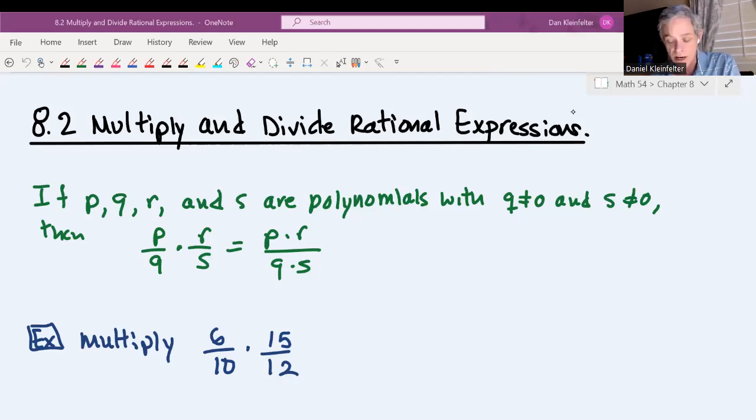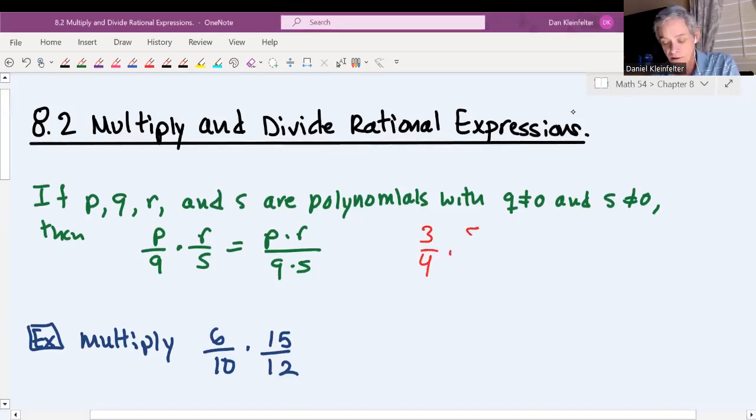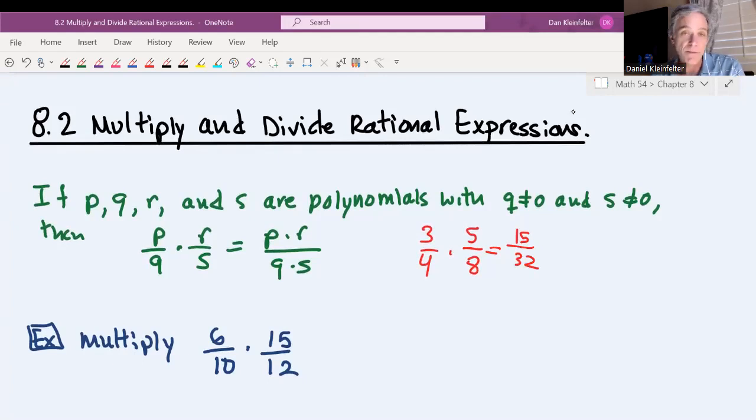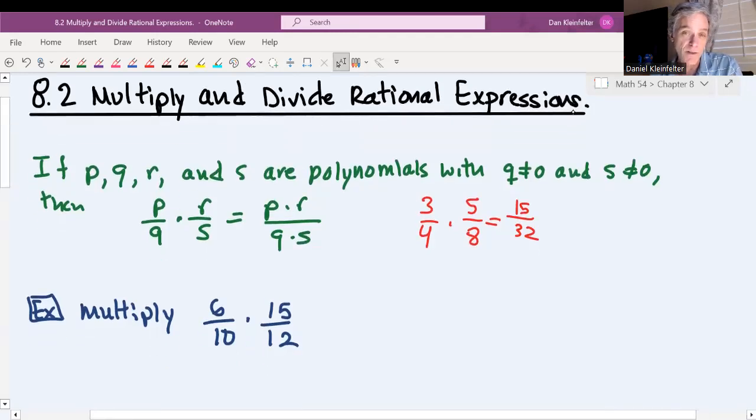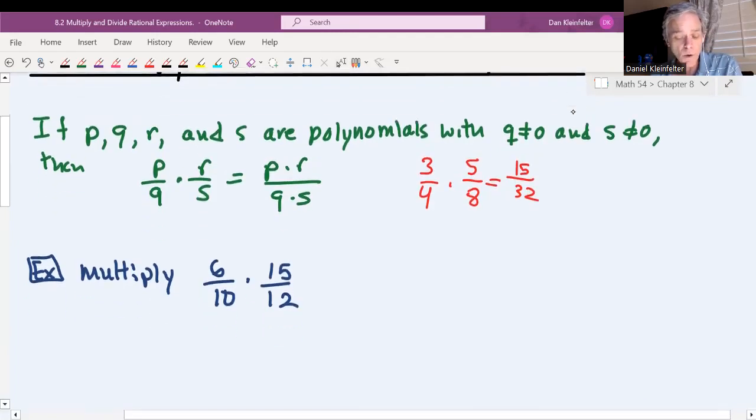Here's a quick numerical example. If we had 3/4 times 5/8, we multiply across, getting 15/32. 3 times 5 is 15, 4 times 8 is 32. So that's basically how it goes. That's the heart of the whole section right there, or at least the multiplication half.